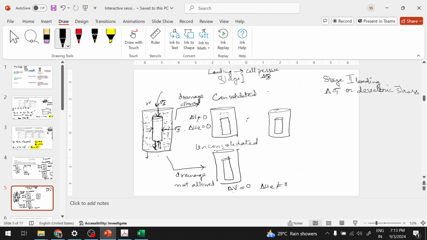Now during the cell pressure, there are two cases. It can either be consolidated or unconsolidated. Now, the second stage after cell pressure is that I have to apply deviatoric stress, which is in the vertical direction. We will apply deviatoric stress. We already have sigma 3 or delta sigma 3. Okay.